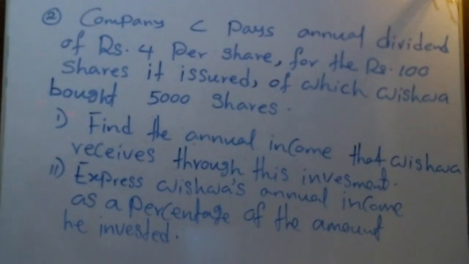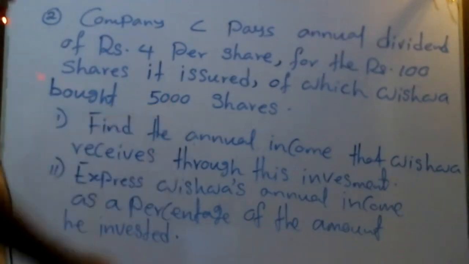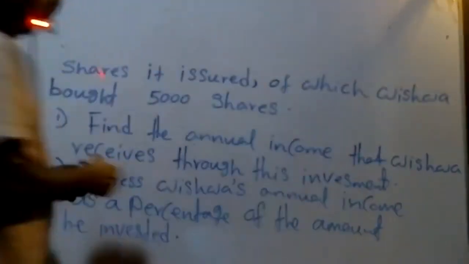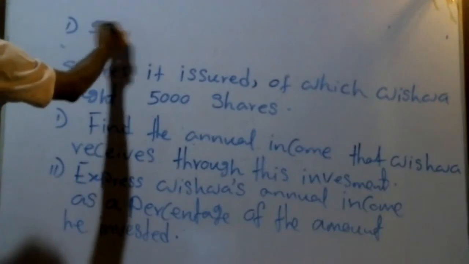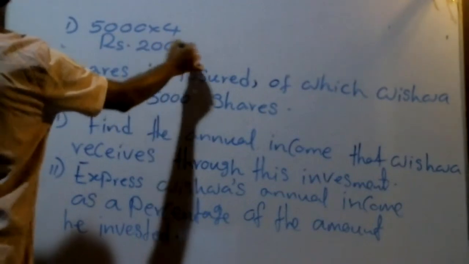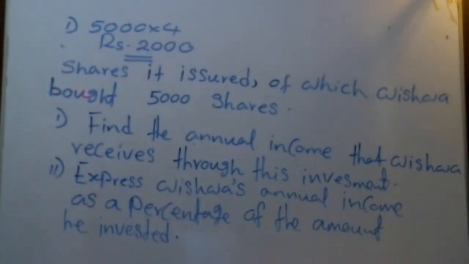Company C pays an annual dividend of 4 rupees per share for the 100 rupee shares it issued, of which Vishwa bought 5,000. Find the annual income that Vishwa receives through this investment. We have 5,000 shares and the annual dividend per share is 4 rupees. To find the total dividend income, multiply 5,000 by 4. It is 20,000 rupees.